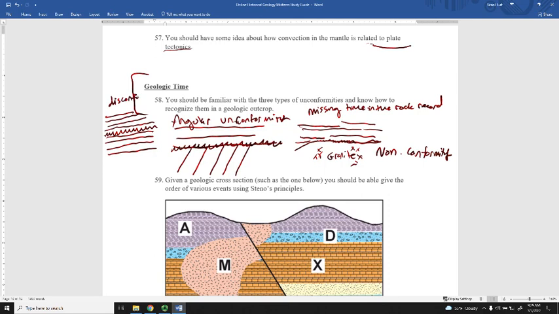And the way that you can tell a disconformity is because the layers above and below the unconformity are both sedimentary rocks, but they're all at the same angle. So the beds are all in the same position. So it's really hard to pick up on that, okay?